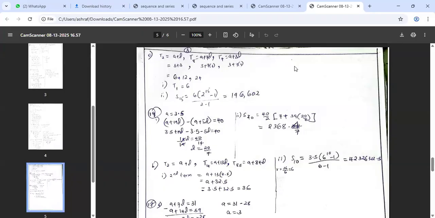And then Roman 2, the sum of the first 15 terms of the GP. First of all, find R. So R is 12 over 6 or 24 over 12, which is 2. Since it's greater than 1, we use the formula for R greater than 1. So S15 is equal to A, which is 6, into R power N minus 1, where R is 2 and N is 15, so 2 power 15 minus 1. Then divide by R minus 1, which is 2 minus 1. Then you work out and get the answer.